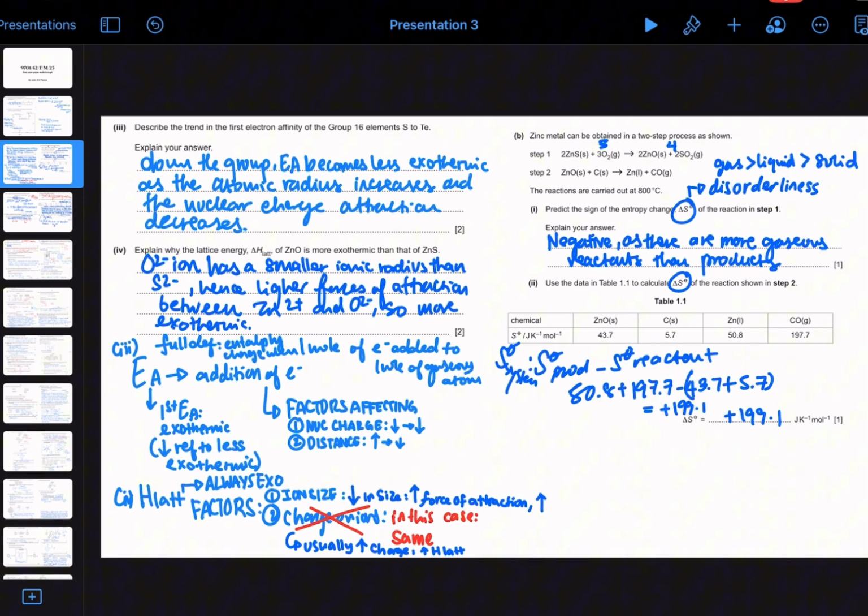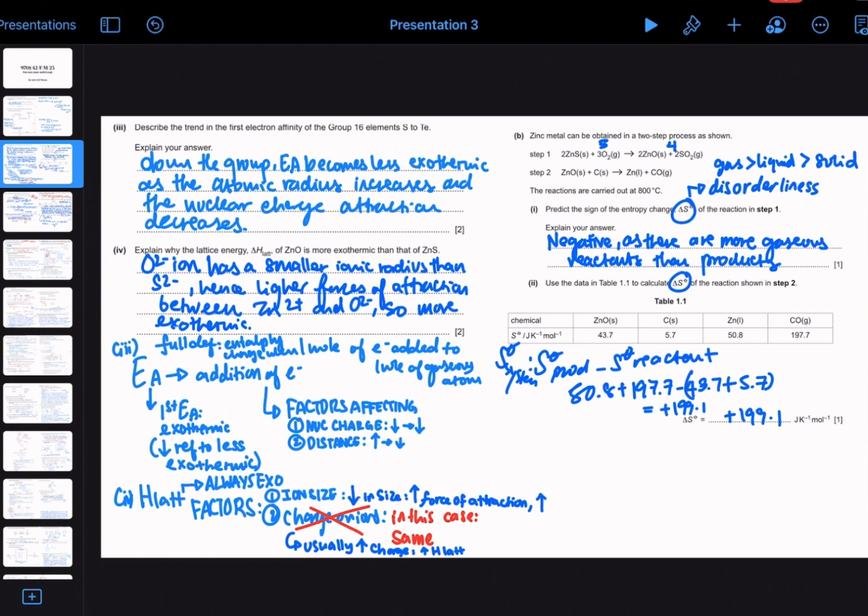Entropy is basically a measure of the disorderliness of the system. So if it's a gas, it's more disordered. If it's a liquid, it's more disordered than a solid, but less disordered than a gas. So the answer would be negative for step 1 because there are more gaseous reactants than products.